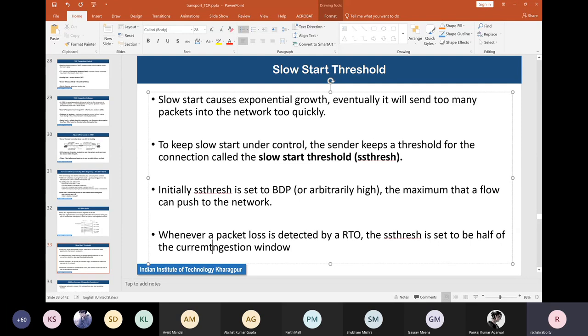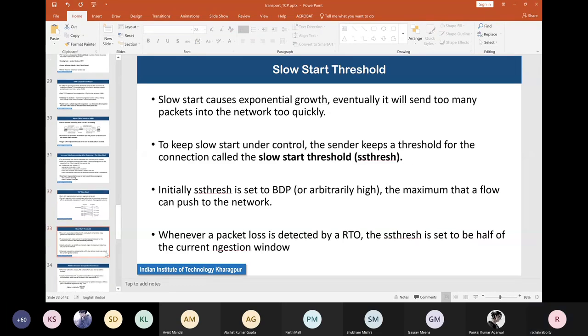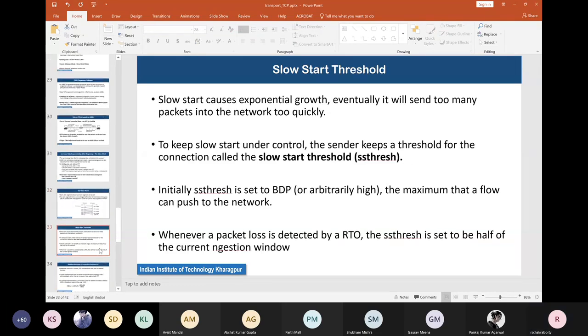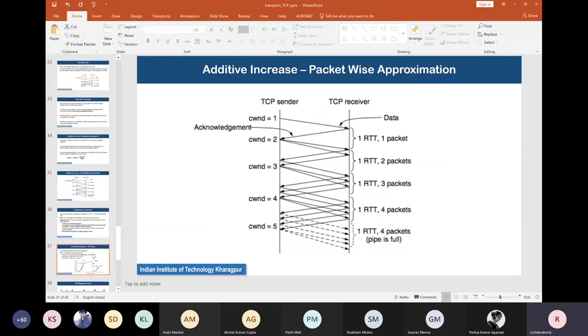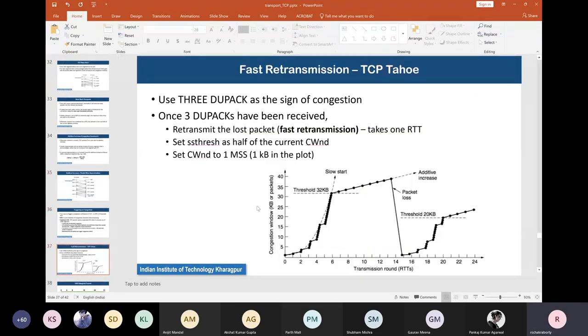There is a nice plot to explain all of this. I'll not be able to explain the entire plot now. I will again need to go back and tell you what is happening. I mean, repeatedly we need to switch between slides. So look at this plot.